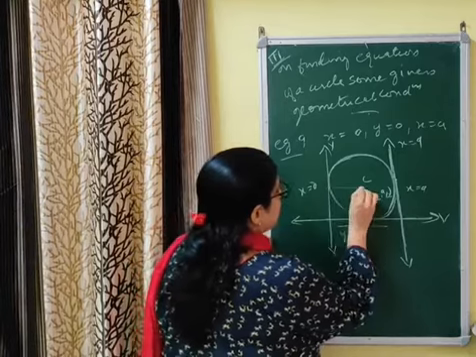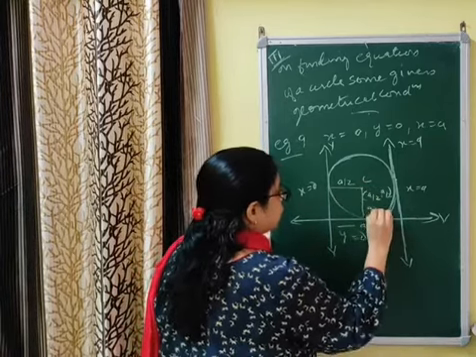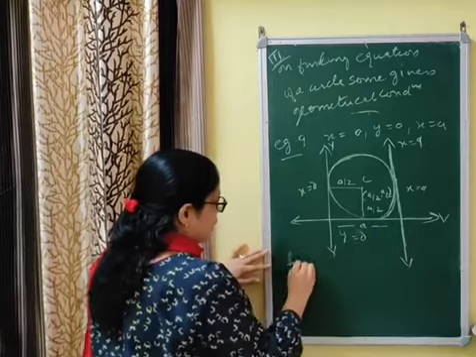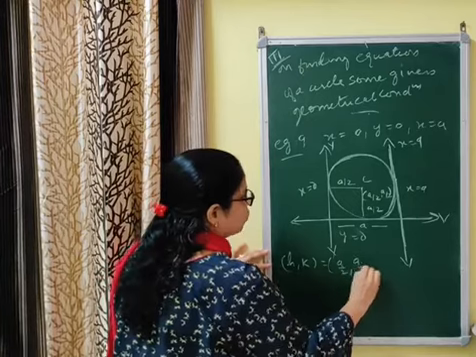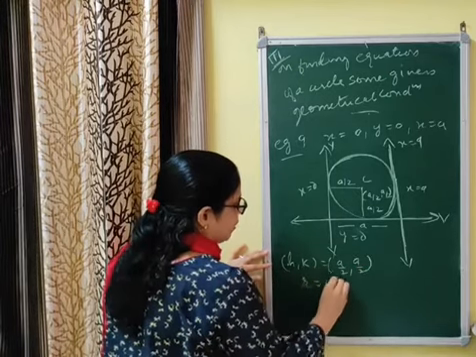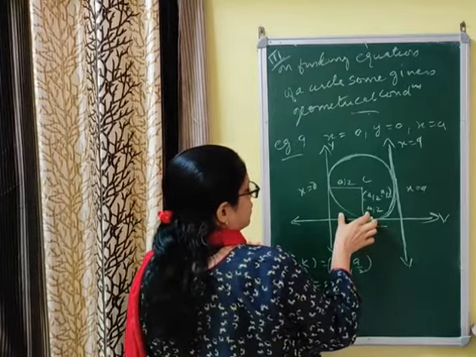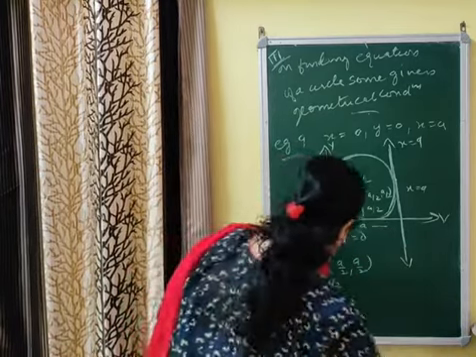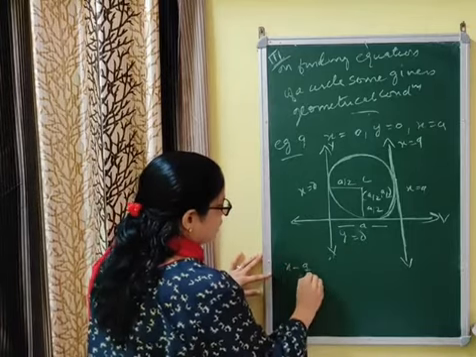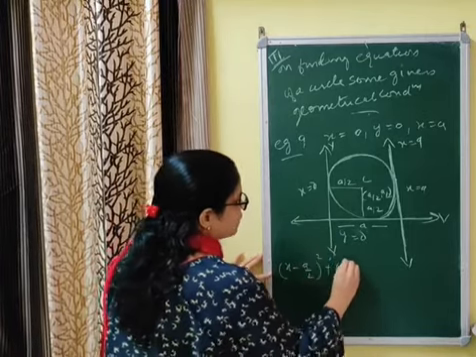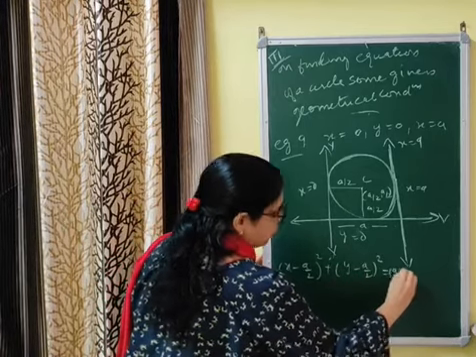यहाँ से ये distance लेंगे तो ये a by 2 हो गया. Again ये distance लेंगे, again this is a by 2. That means your h comma k becomes a by 2 comma a by 2, and the radius is again a by 2, because this distance is a, and half of this distance is the radius a by 2. Now using the central form, you will get x minus a by 2 whole square plus y minus a by 2 whole square is equal to a by 2 square.